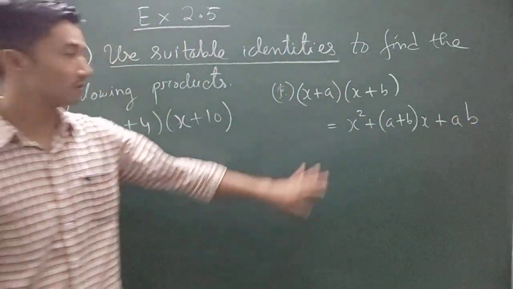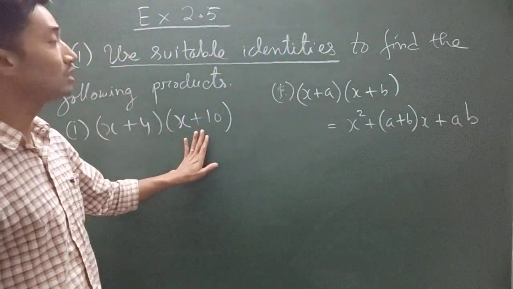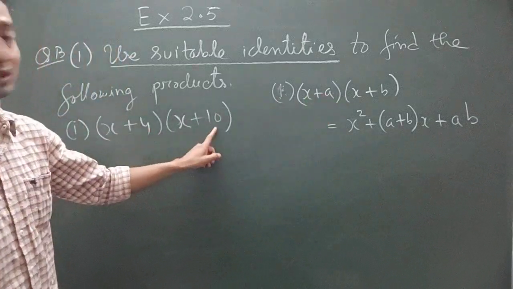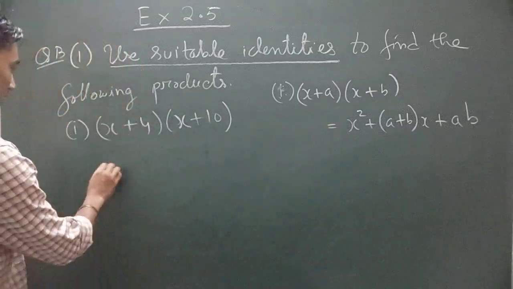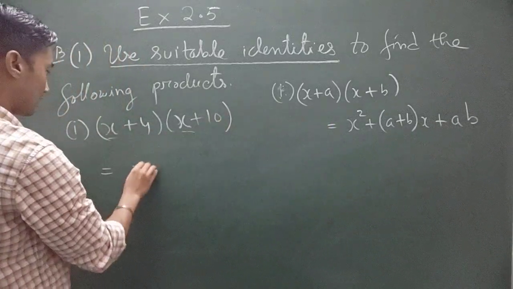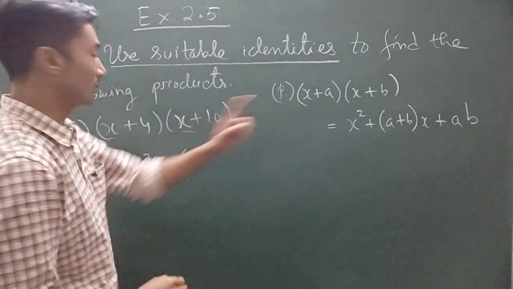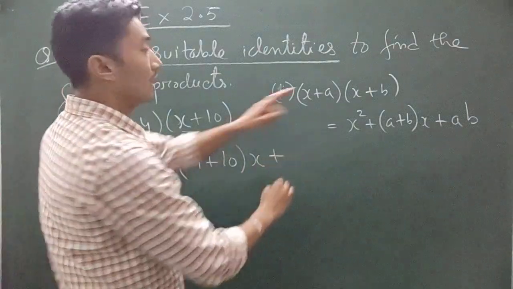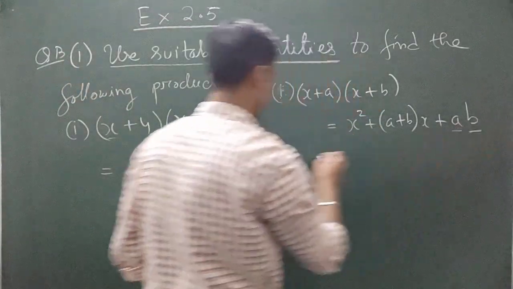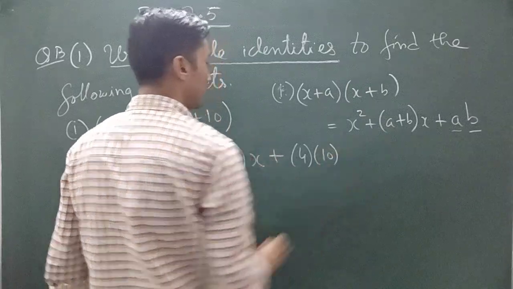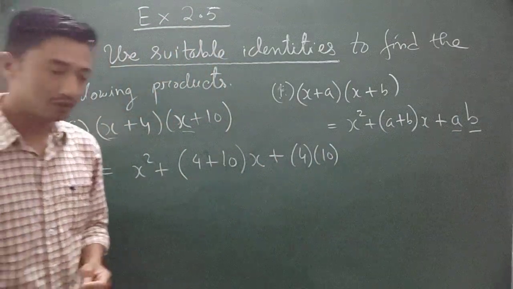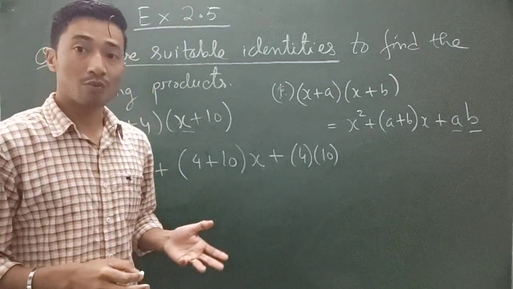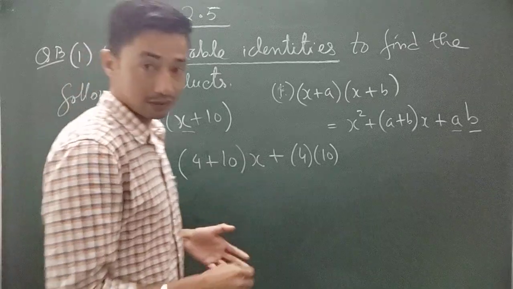If you look closely, it looks very familiar. In (x + a)(x + b), you can see x is the same, the value of a is plus 4, and the value of b is plus 10. So we will use that formula here: x² + (a + b)x + ab. The value of a is 4, plus b value 10, into x, plus a into b, that is 4 into 10. Please do make use of the brackets, because these brackets will help you solve the problems in a very systematic order. So brackets are very much important.